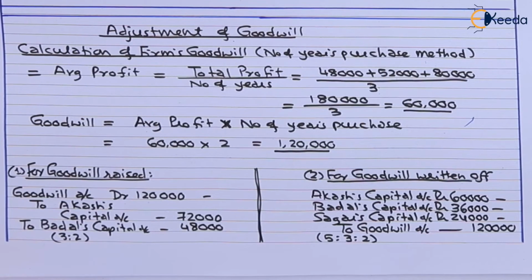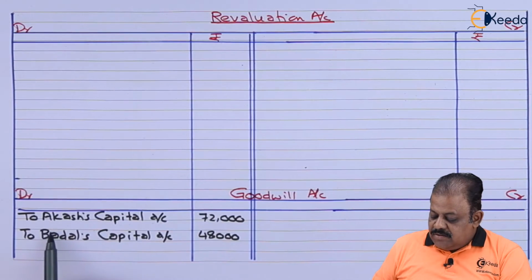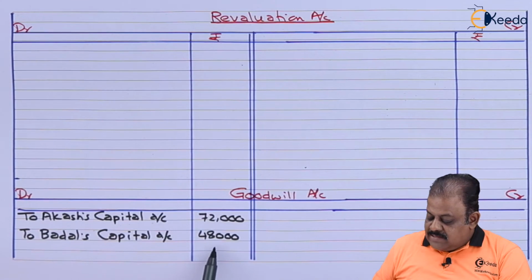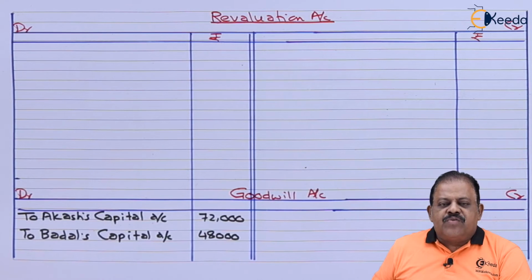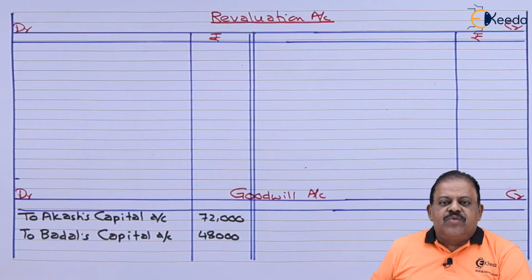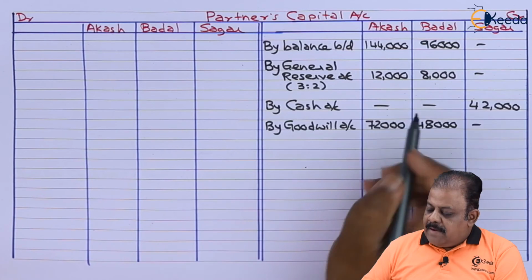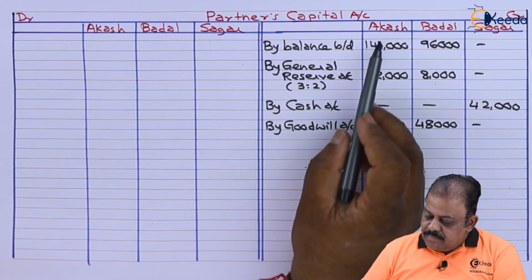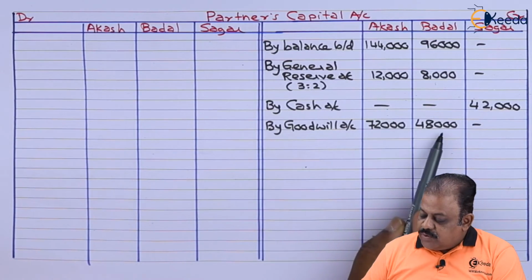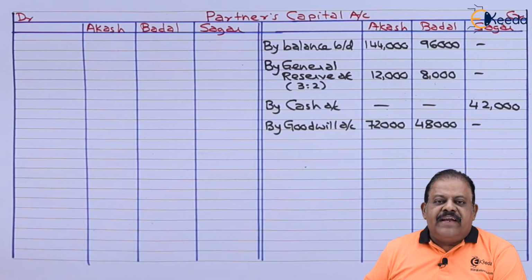Let us give effect to this. Goodwill account debit to Akash's capital account 72,000, to Badal's capital account 48,000. These will now be credited to their respective capital accounts. On the partners' capital account credit side, Akash and Badal, by goodwill account 72,000 and 48,000.